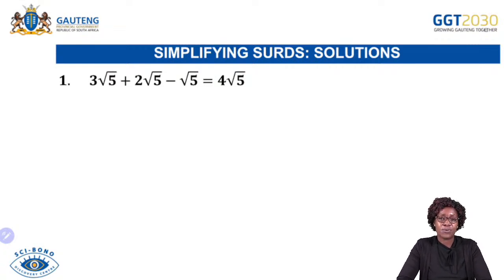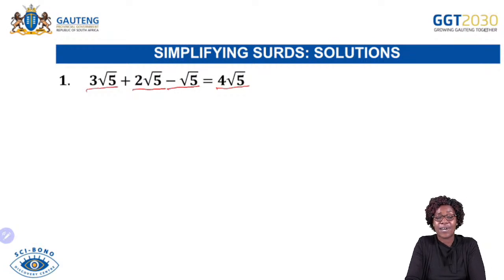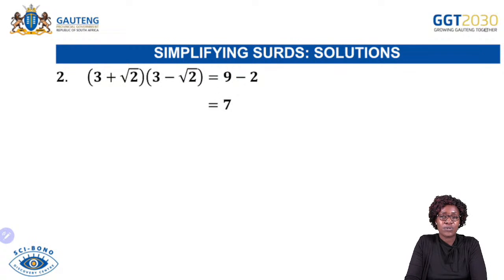The solution for the first one, we had 3 square root 5 plus 2 square root 5 minus square root 5. Now, this is a simple addition and subtraction question. And remember, when we are looking at surds, we can treat them the same way as when we are working with our algebraic terms. We have 3 of the root 5s, then we are adding 2 of the root 5s, then we're subtracting 1 of the root 5s, and therefore 3 plus 2 is 5. 5 minus 1 gives us 4 square root 5. So that's our solution, 4 square root 5. I hope all of us got that one right. Moving on to the next one.